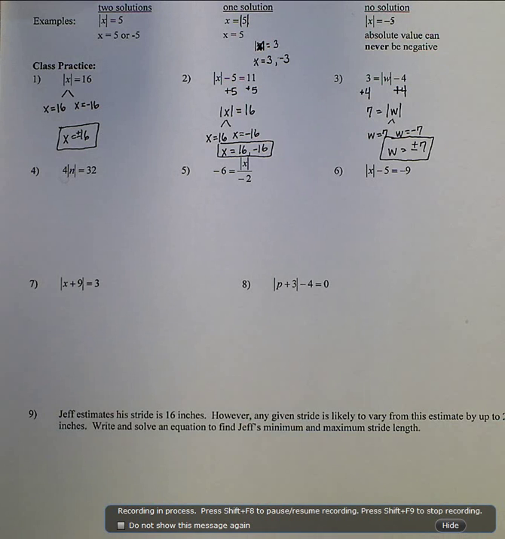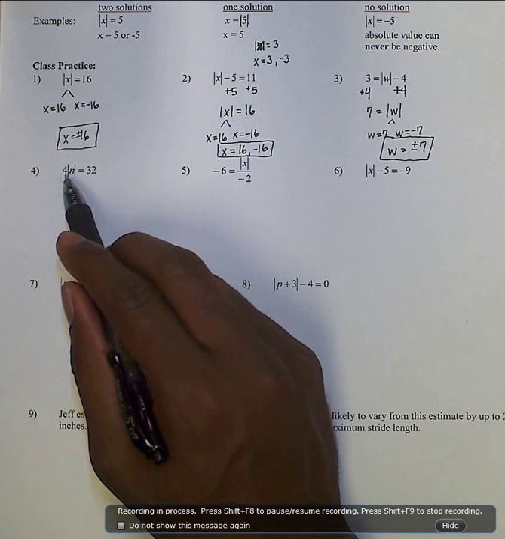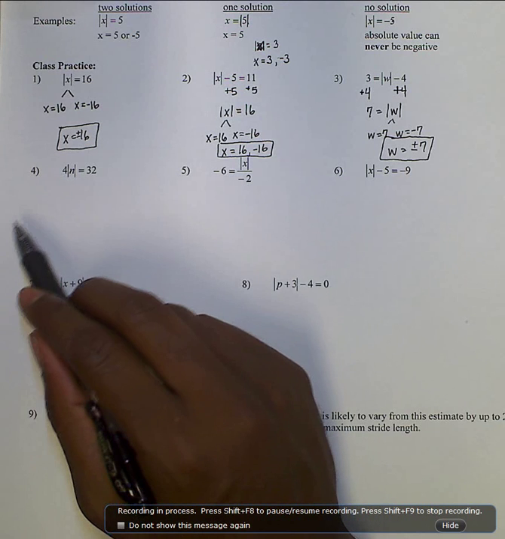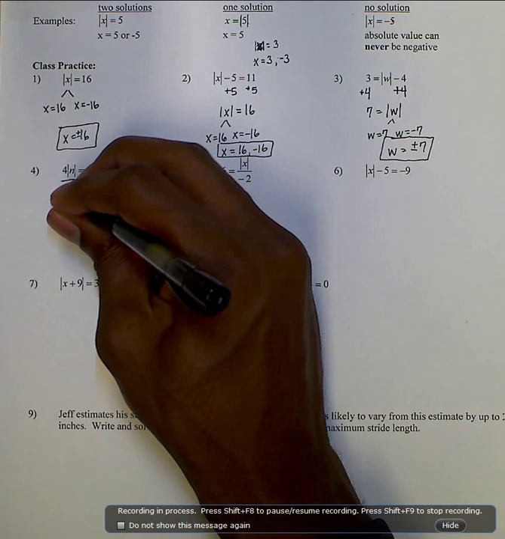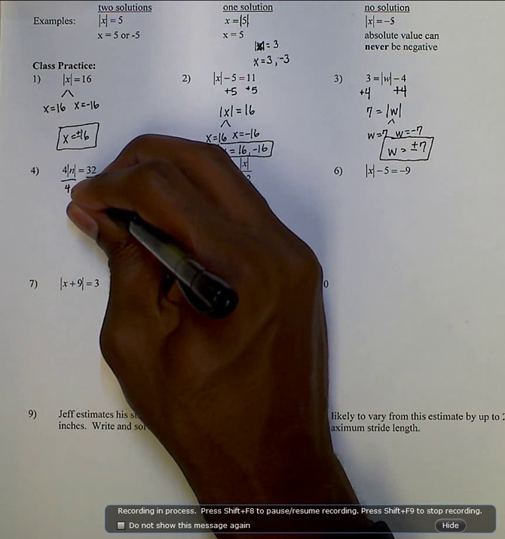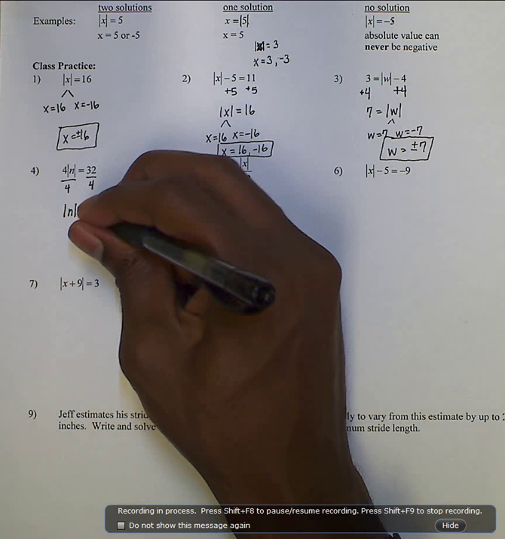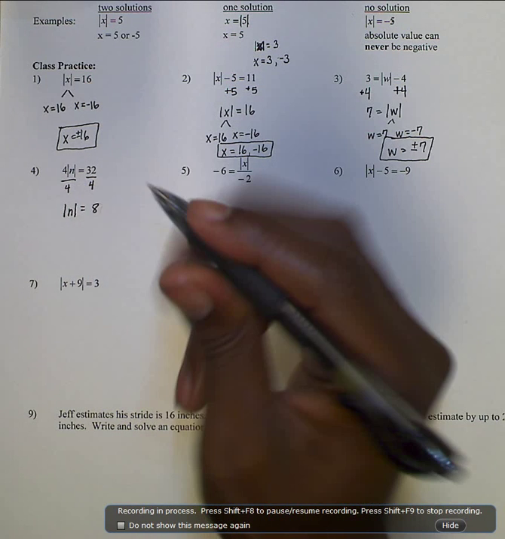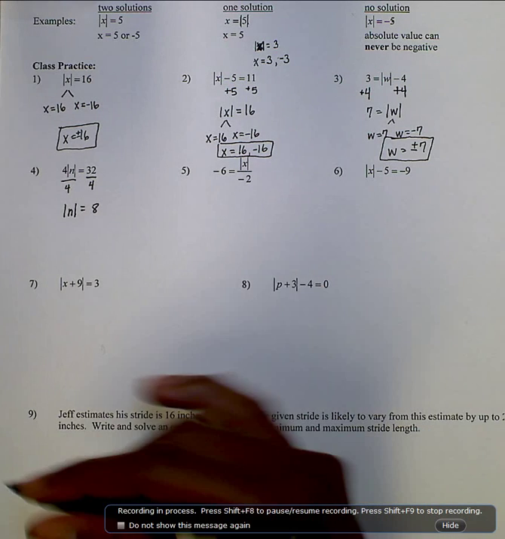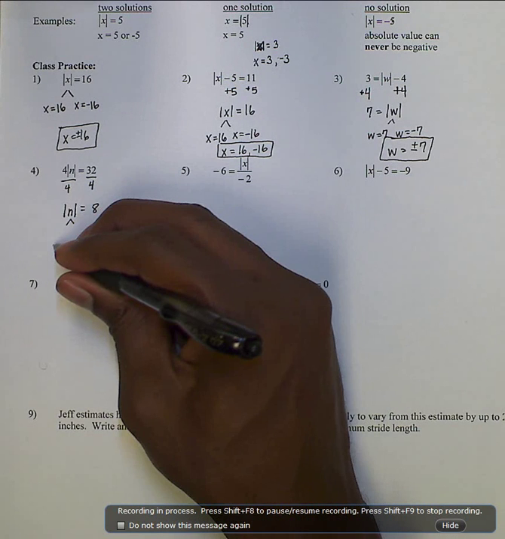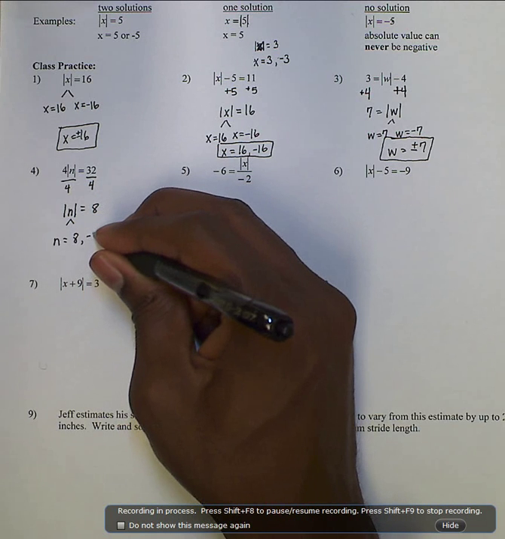Okay. For number 4, what's 4 doing to the absolute value of n? Well, it's multiplying. So how do I get rid of it? I divide. I'm going to divide both sides by 4. So I have the absolute value of n equals 8. Again, my absolute value is by itself, and so once that's true, I split it. N could be 8. N could also be negative 8.